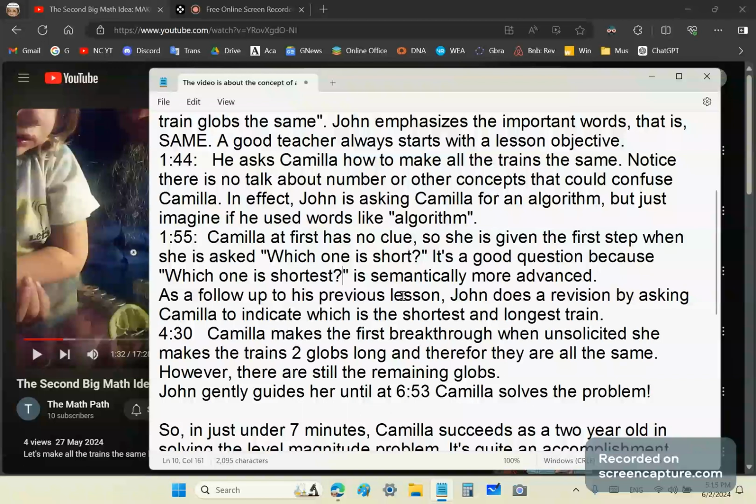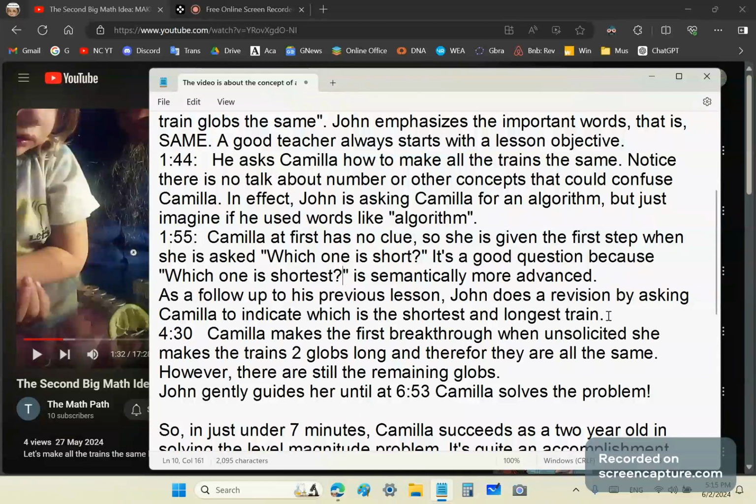And of course, this is a follow-up to a previous one of his videos where he does a little revision in this video, asking her to indicate which is the shortest and longest train. You'll notice in the previous video that she was very intelligent, and even though her vocabulary is not that advanced.